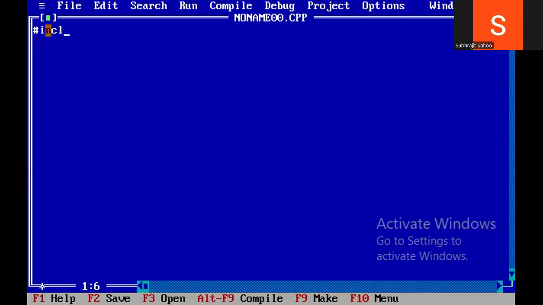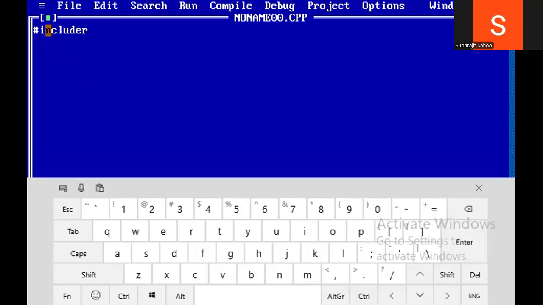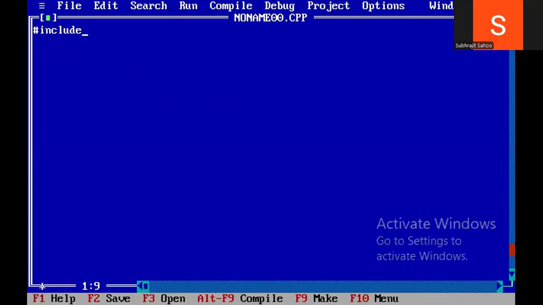Hash include stdio.h, hash include conio.h, void main. The same format is in every program we are facing. clrscr function. Now variable declaration, sir.